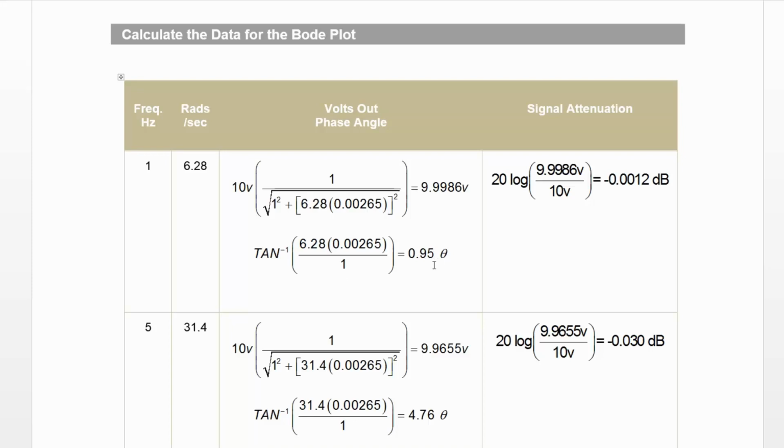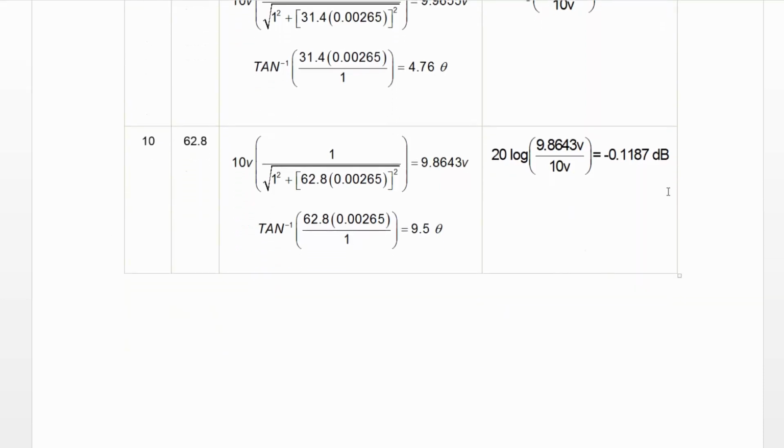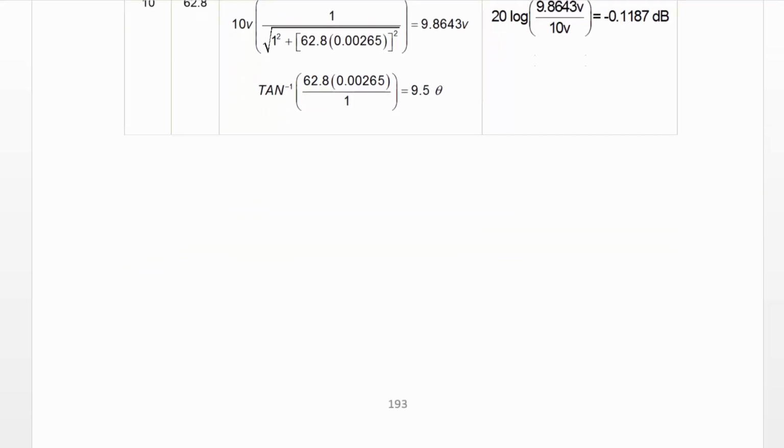Okay, let's just jump ahead. We saw how that works. Our dB is 20 log of our output voltage, 9.9986 volts over 10 volts, and we get minus 0.0012 dB. As the frequency increases, you'll see that the dB keeps getting bigger. It drops more and more. At 10, we're at minus 1.187. So here we're closer to DC, a low frequency coming in. And let's just scroll on up.